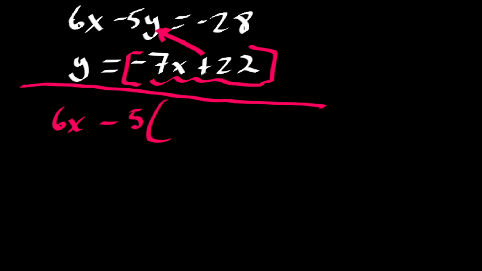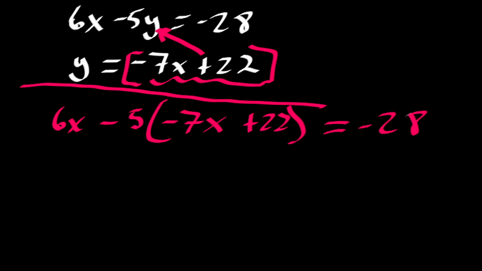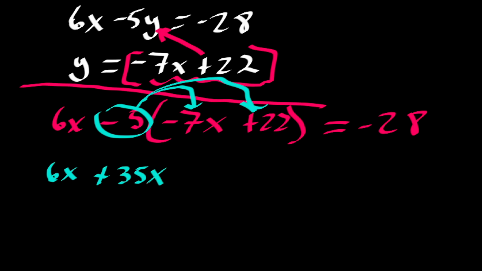Now, you want to make sure you plug everything into parentheses, and here's why. Once I write down this 5 and then start my parentheses, that means multiplication. And I have two things in that parentheses, or two terms, so that means I'm going to have to distribute. And if you don't write it that way, a lot of people miss the distributing. But we're going to distribute negative 5 to negative 7x and to 22. So 6x plus 35x minus 110 is going to equal negative 28.